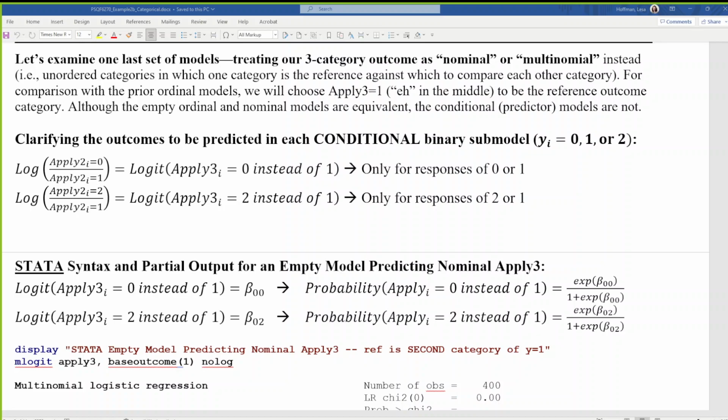The middle ground one for partially ordered, or you're not sure about the ordering, is what's known as an adjacent category link function. That's one that would be like 0 versus 1, 1 versus 2, 2 versus 3 as the submodels, where you're only using part of the responses for each one. That one to me seems a lot easier to understand, but for whatever reason, it's very uncommonly used.